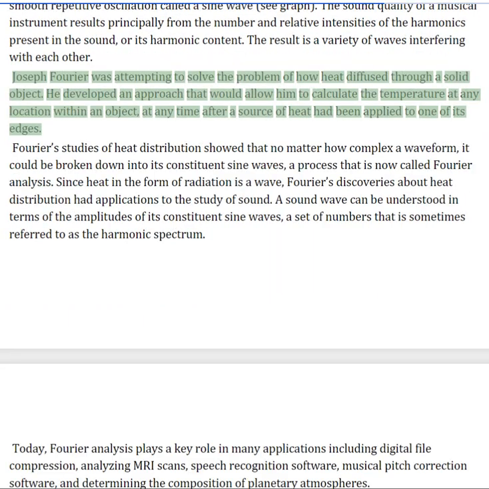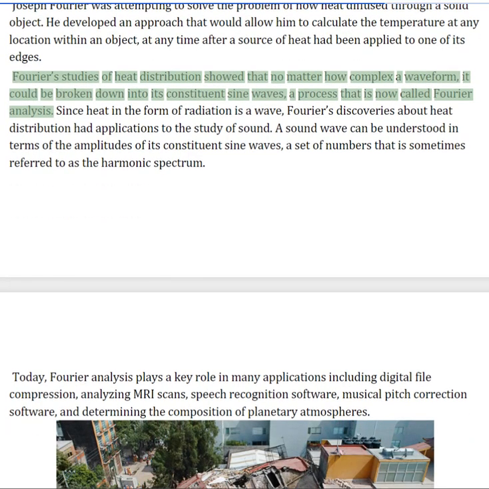Joseph Fourier was attempting to solve the problem of how heat diffused through a solid object. He developed an approach that would allow him to calculate the temperature at any location within an object, at any time after a source of heat had been applied to one of its edges. Fourier's studies of heat distribution showed that no matter how complex a waveform, it could be broken down into its constituent sine waves, a process that is now called Fourier analysis.